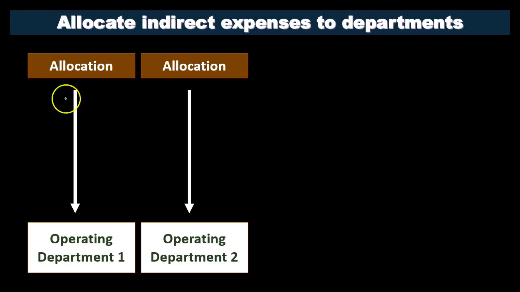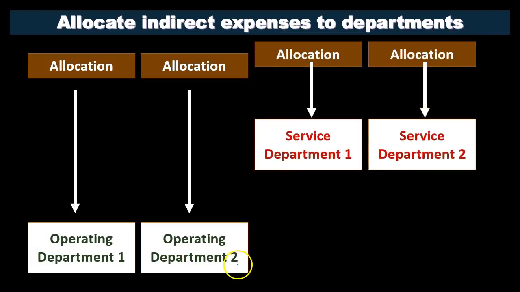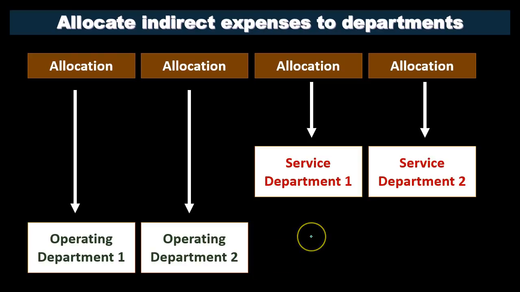Then we're going to allocate the indirect expenses to the departments. This is the bit more complex step, of course, where we're going to take the indirect expenses and allocate them. This is where we use our allocation methods, where we have to think about an activity base. We have to find some way to allocate the indirect expenses between the operating departments 1 and 2, and the allocation between the service departments.